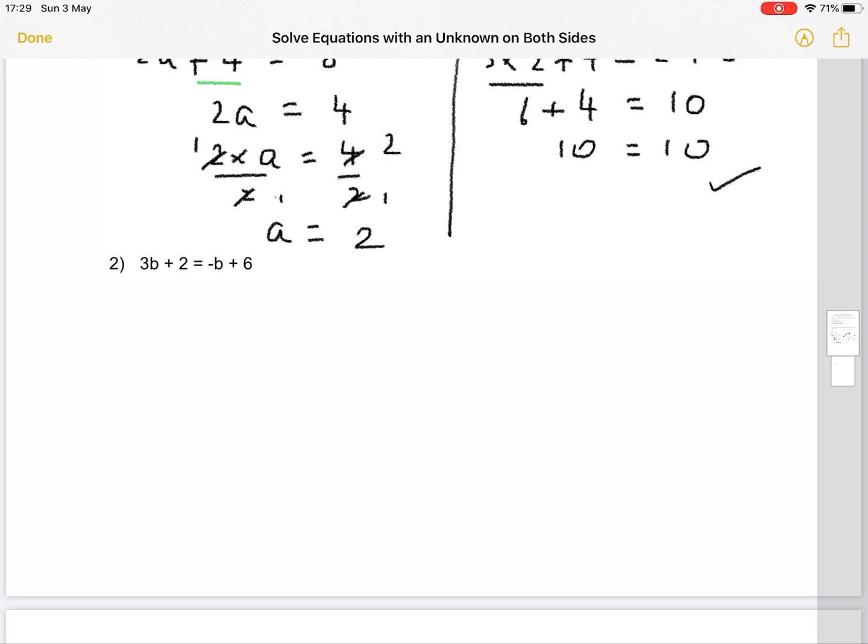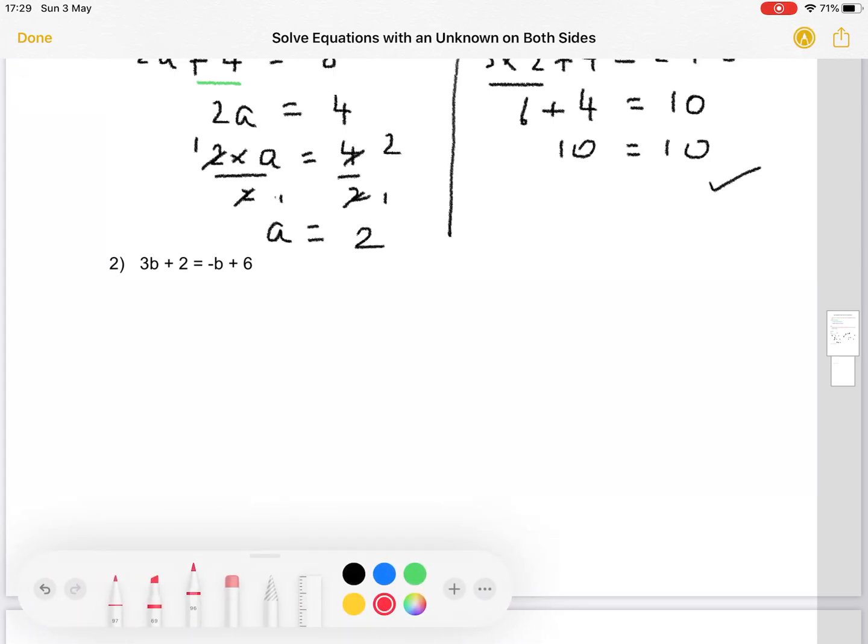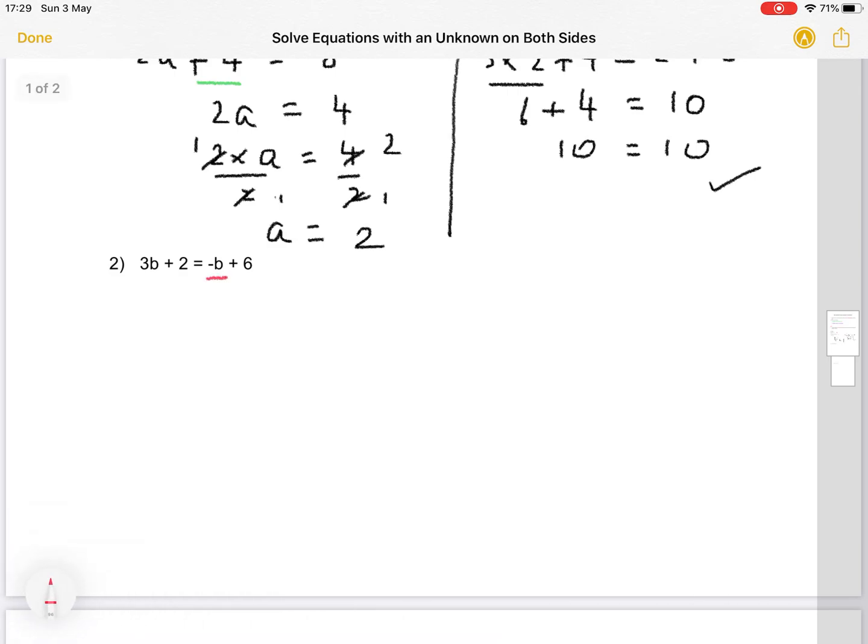3b plus 2 is equal to negative b plus 6. We must organize. We must bring letter terms on one side, number terms on the other. And it's better to start with the smallest letter term. We have a 3b and we have a negative b. The smallest one is the negative b. The opposite of negative b is positive b on the left and positive b on the right.